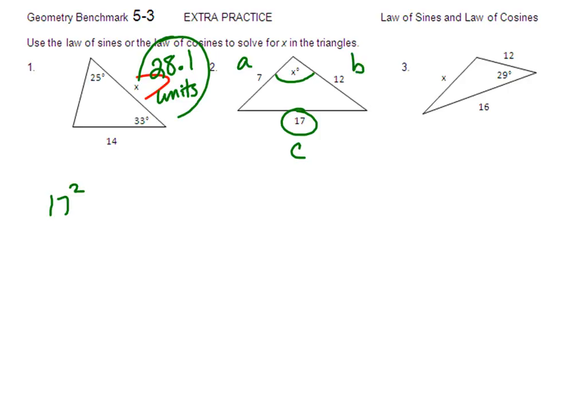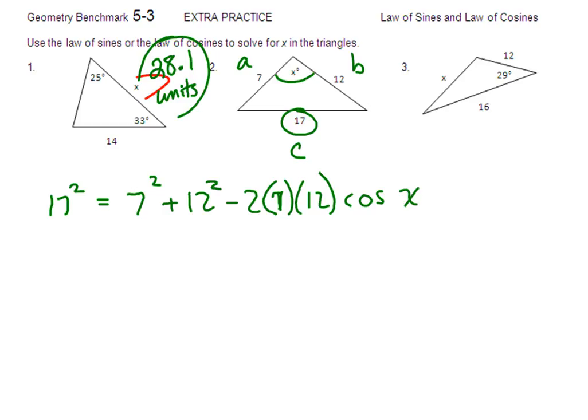So 17 squared equals the other. It doesn't matter which is a and b. So 7 squared plus 12 squared. Minus 2 times 12 times 7, or 7 times 12, doesn't really matter. There's cosine of the angle. Well, the angle in this case is unknown.